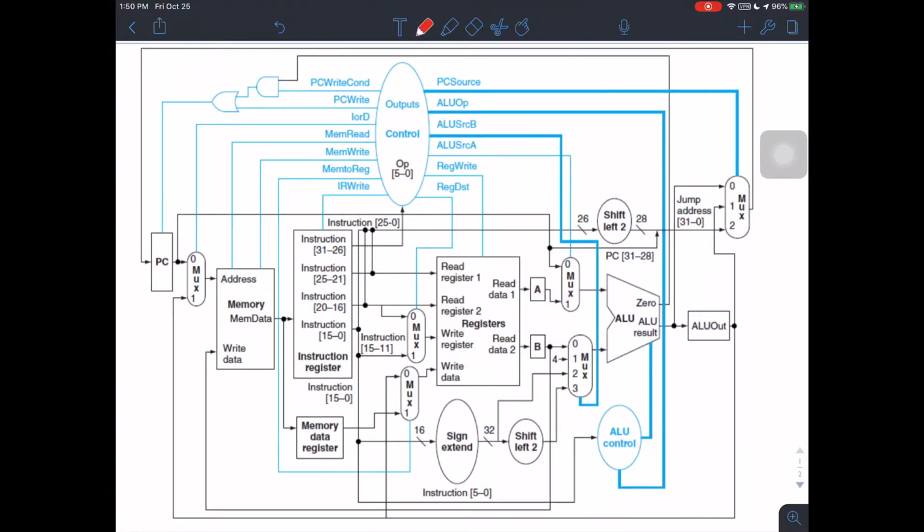And finally, in the fourth cycle, the result in the ALU out will be sent all the way back to the MUX through the memory and then into the instruction register, and it is stored at register RD, the destination register, this one. And that's it for the R-type instructions.